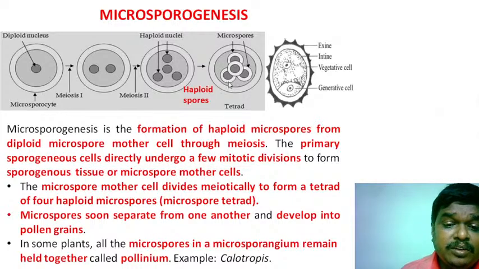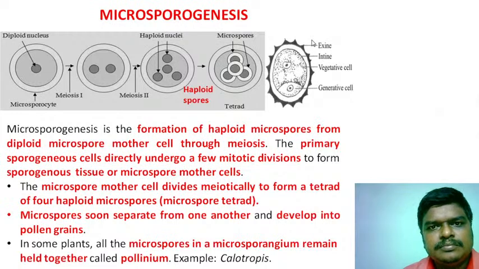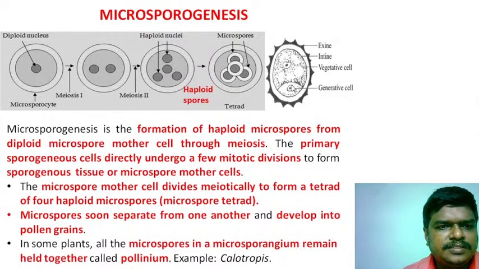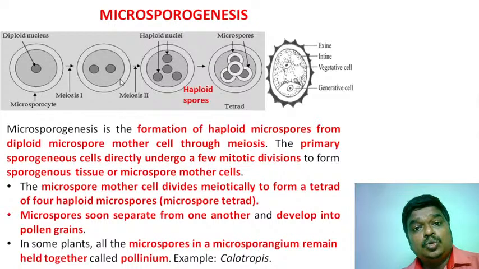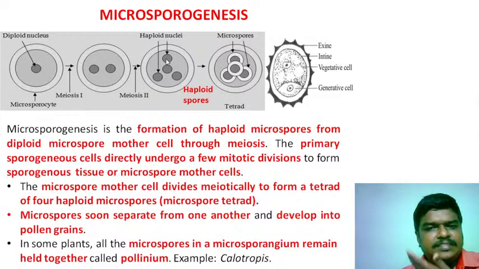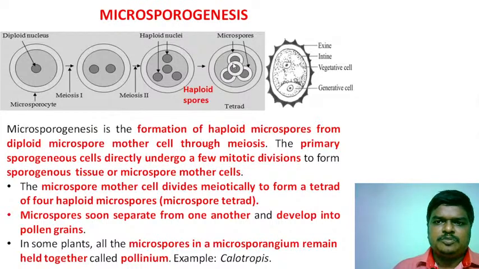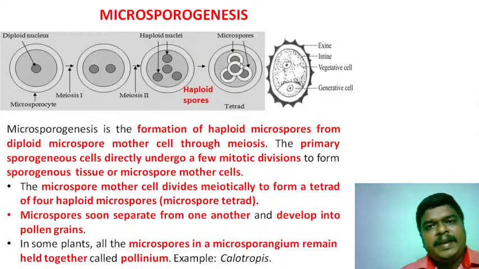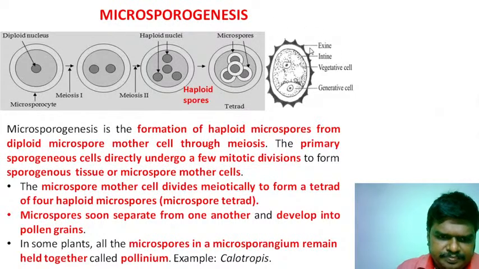So these microspores, which are here 4, get separated and they develop into pollen grains. Again, I'll repeat, the microspore mother cell undergoes meiosis and forms 2 cells first, and then becomes 4 haploid cells. These 4 haploid cells are called microspores. They are called a microspore tetrad. These microspore tetrads get separated and they develop into pollen grains.